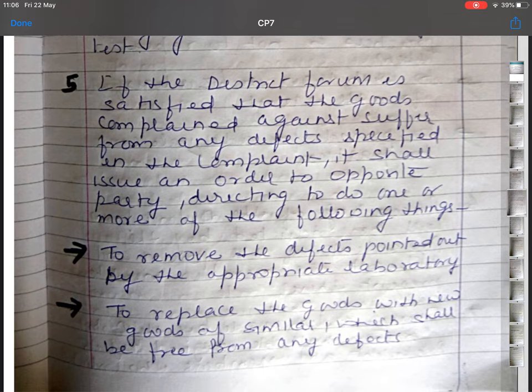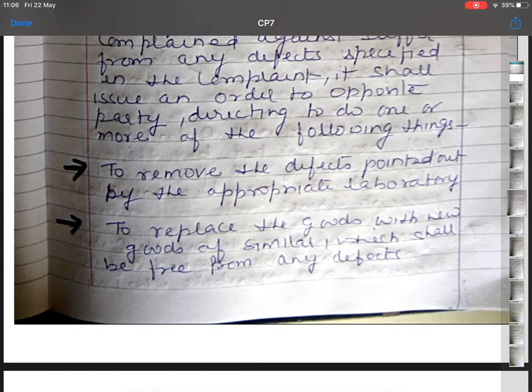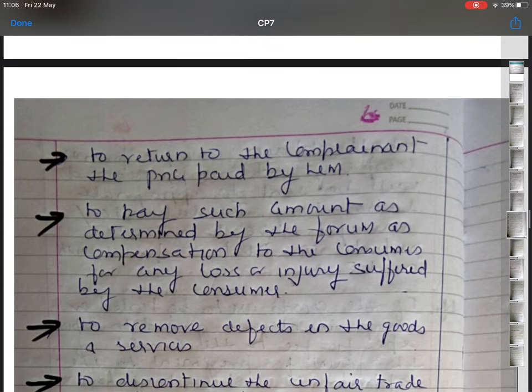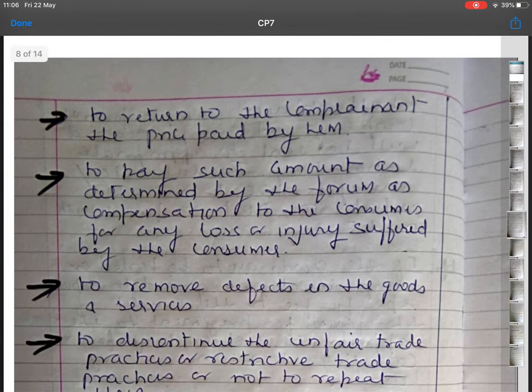It can direct the opposite party to remove the defects pointed out by the appropriate laboratory. It can direct the opposite party to replace the goods with new goods of similar description which shall be free from any defects. It can direct the opposite party to return to the complainant the price paid by him. Then it can direct the opposite party to pay such amount as determined by the forum as compensation to the consumer for any loss or injury suffered by the consumer from such defective goods.